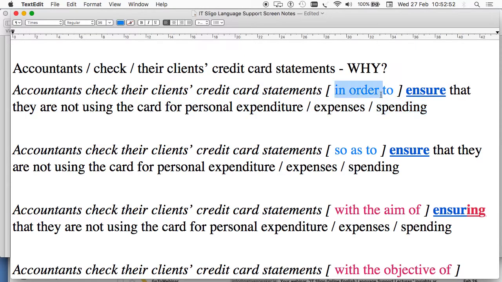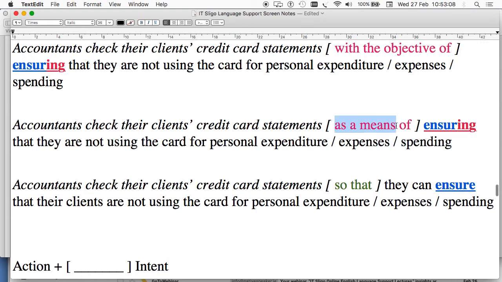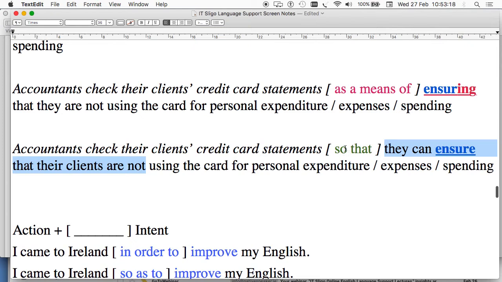So "in order to" uses the infinitive verb, and its brother "so as to" also uses the infinitive verb. But you can expand your lexical resource by using "with the aim of ensuring," "with the objective of ensuring," verb-ing, or "as a means of ensuring." Then we saw their cousin "so that," which is a little trickier to do, and you might have to adapt the sentence a little bit. If you have any questions on that, let's cover that the next time.